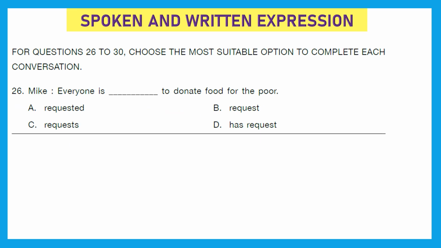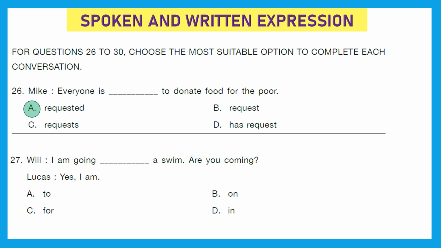Moving to our next section, that is spoken and written expression. For questions 26 to 30, choose the most suitable option to complete each conversation. 26. Mike: Everyone is dash to donate food for the poor. Requested, request, requests, or has request. The suitable form of the verb to be used here is option A, requested. Everyone is requested to donate food for the poor.